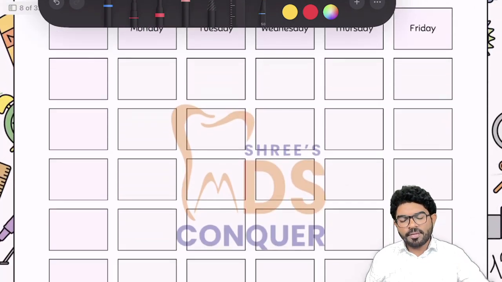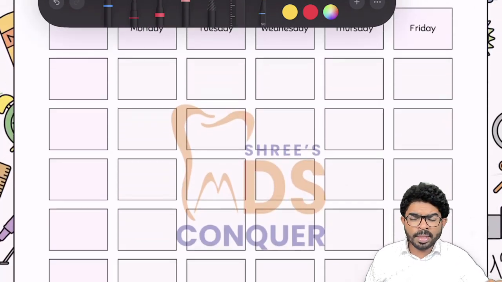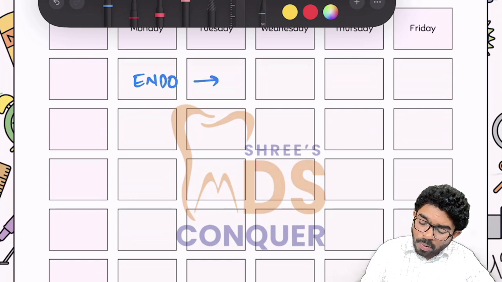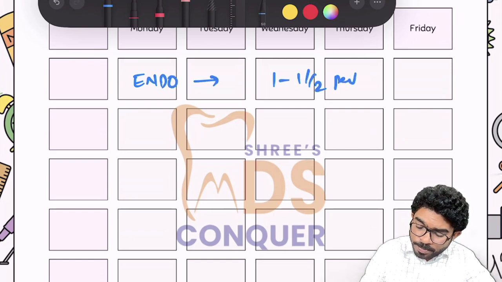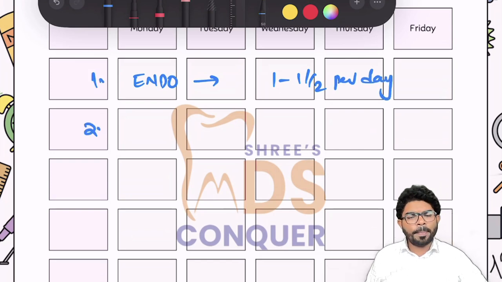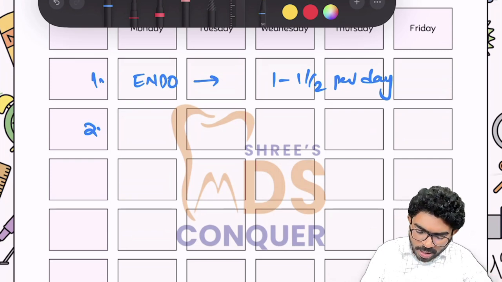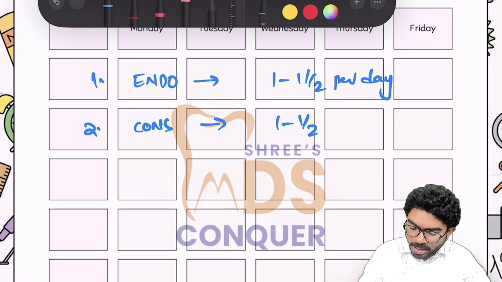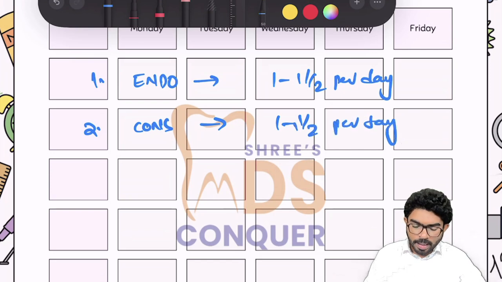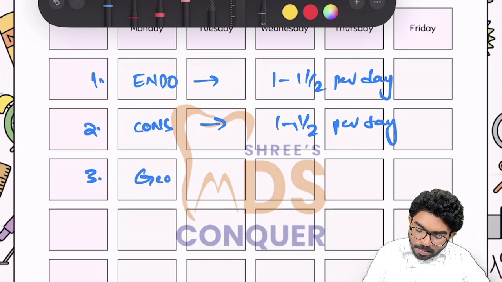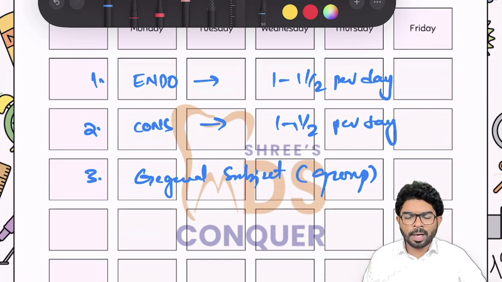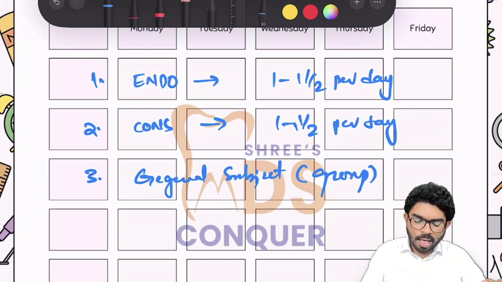For example, if someone wants to restart the prep from October 1st, I recommend them to start with endo. You can do endo 1 to 1.5 hours per day. Again, pedo or operative is going to be a very easy and comfortable subject, so I start with conservative 1 to 1.5 hours per day. Third, I'll go with a regular subject which is going on the group, let it be pharma or oral path or oral medicine or anything. So this is how my strategy will be.